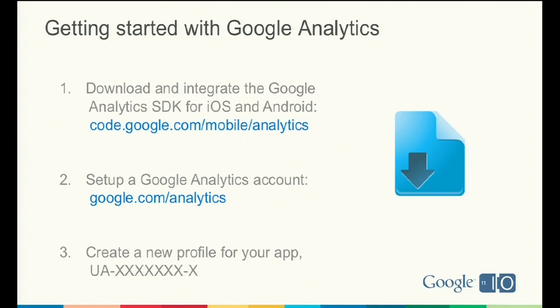Getting started with Google Analytics for mobile applications is very easy. Download the SDK, available on iOS and Android at code.google/mobile/analytics. And then go to Google Analytics, sign up for an analytics account as you would for any other site, and then create an app profile for your app. The Google Analytics team is doing a session tomorrow also at 12:30. Please attend if you're interested in doing some deeper integrations, and they're going to go through deeper concepts that we're going to cover here.